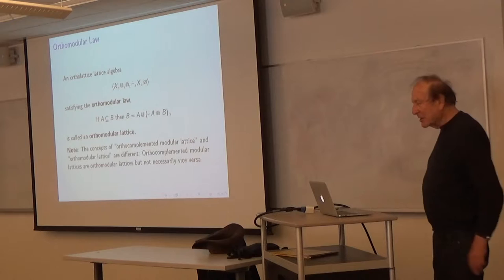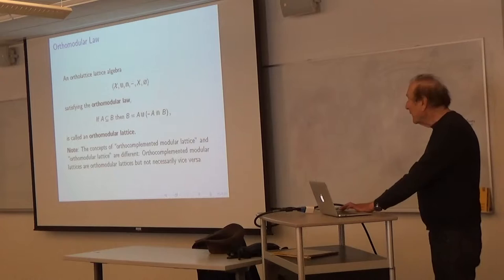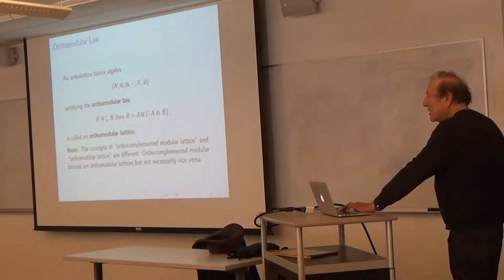You've got to be careful because the concepts of orthocomplemented modular lattice and orthomodular lattice are different. Orthocomplemented modular lattices are orthomodular lattices, but not vice versa. And in modern times, that means 1950 and beyond, orthomodular lattices are called quantum logics in philosophy and lattice theory. They're actually much more general than quantum logics, and we'll talk about that. It's not clear that von Neumann knew about orthomodular lattices in this period from 32 to 36, although Birkhoff said he did, but in none of his letters or unpublished or published works does it get mentioned.